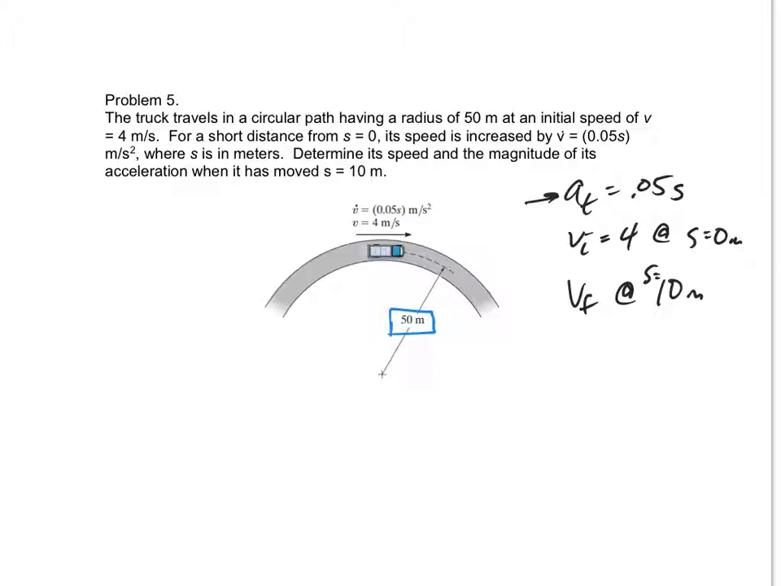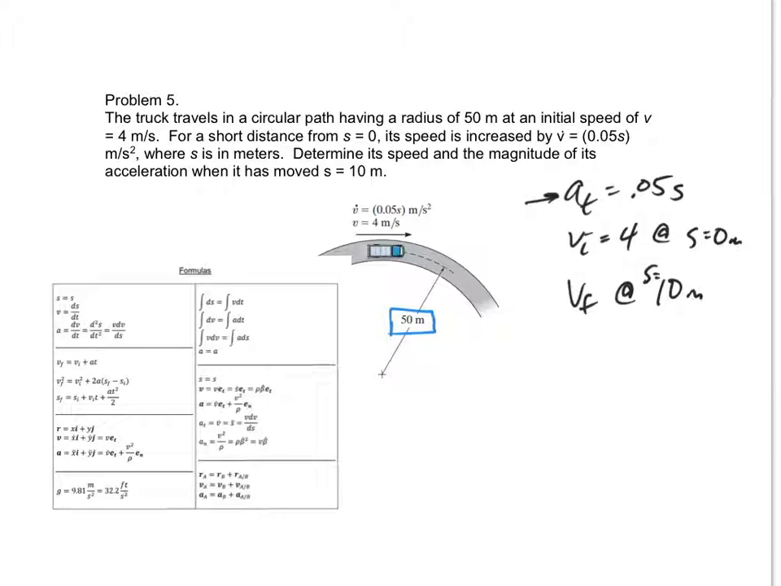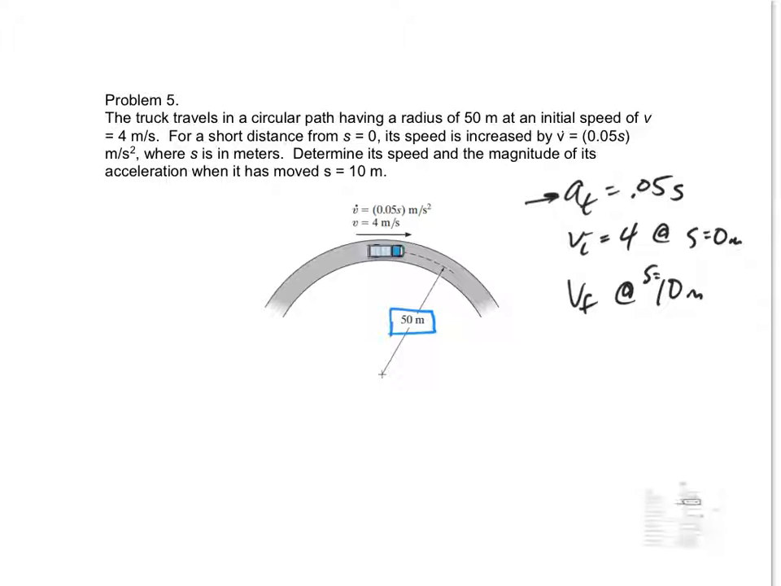So let me look at my equation sheet. Here's my equation sheet. So acceleration in terms of s, and I want to find v. What do I use? Right here. Acceleration is in terms of s. I'm going to use integral v dv equals integral a ds. So integral v dv is equal to integral of a ds.